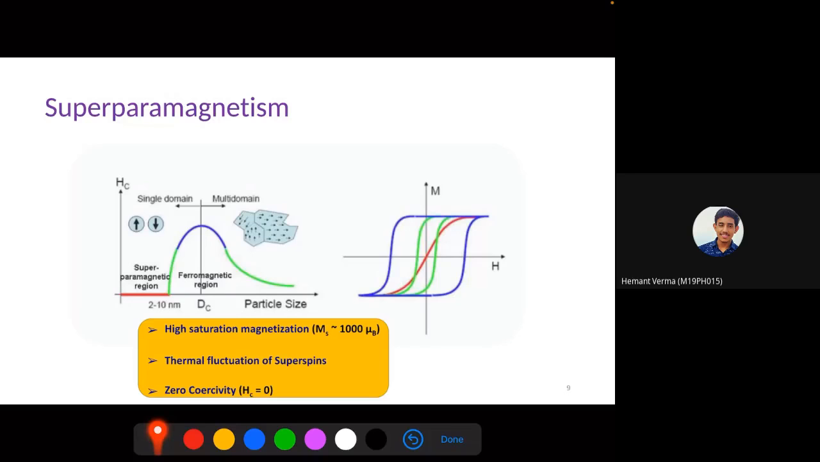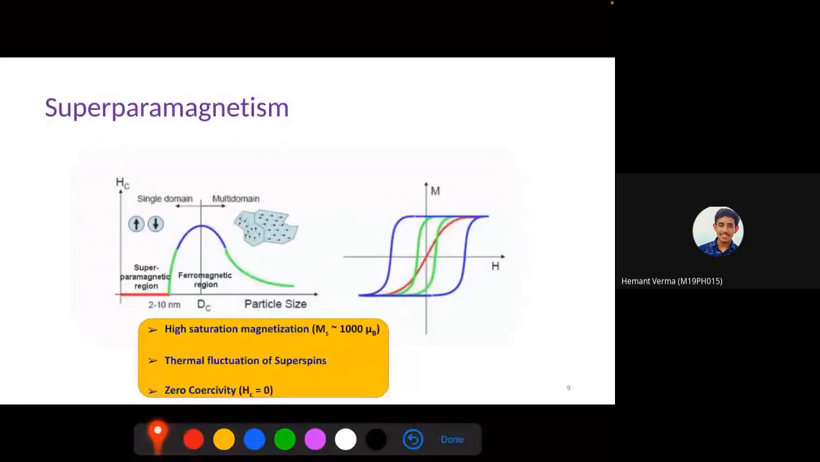Hello, sir. Yes. Sir, for the larger value of particle size, the curve is also going down. Then does superparamagnetism also follow for larger values of particle size? No, again, say the question. Sir, for the larger value of particle size, the curve is also going down. Then does superparamagnetism also follow for the larger value of particle size?